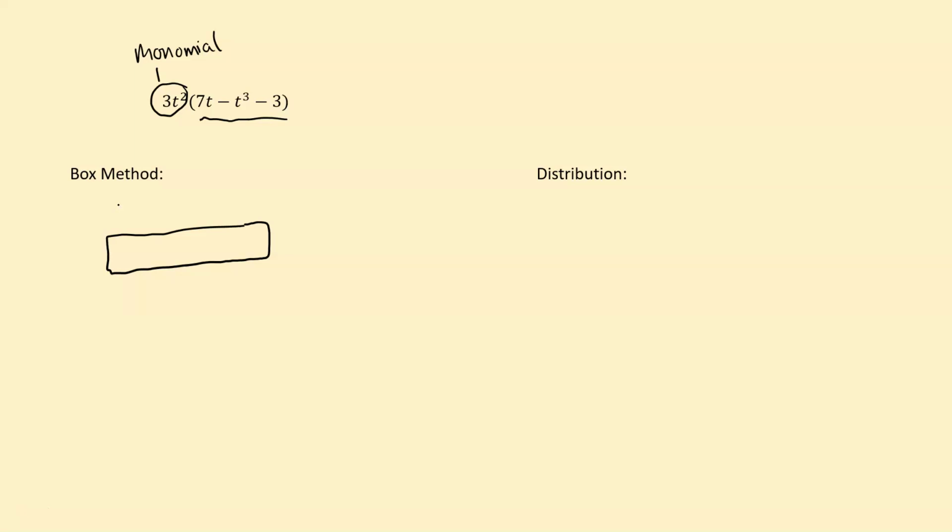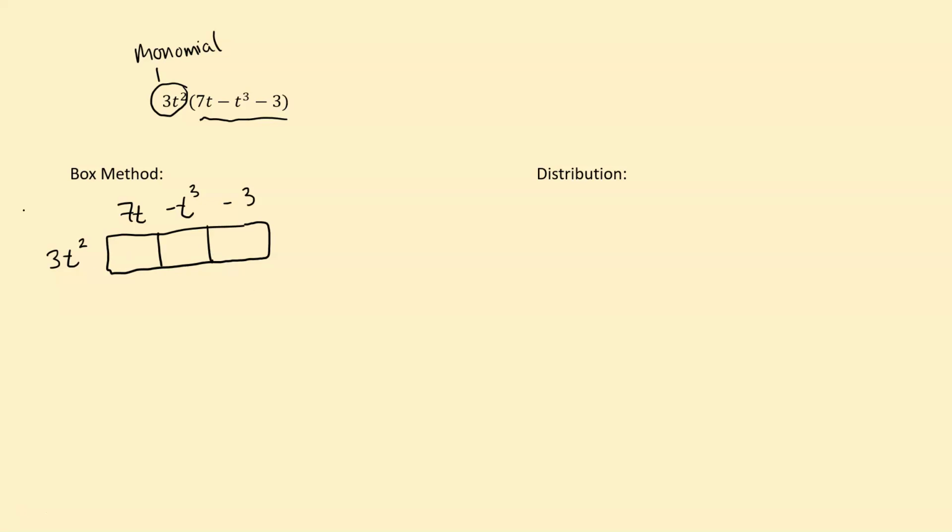So the box method for this one would look like this. We would have 7t and then minus t cubed minus 3. And it's important to keep your minus signs with your terms because you're multiplying by a negative number there. And then on the side of the box, we would just have 3t squared. We only have that one term there. So again, we want to separate it.